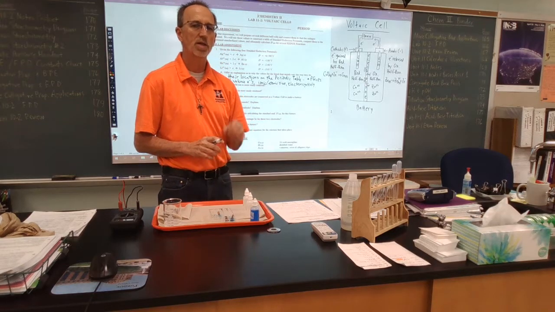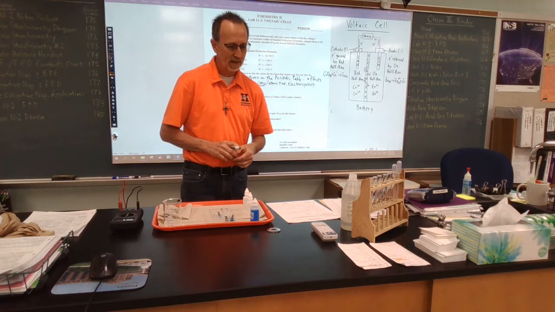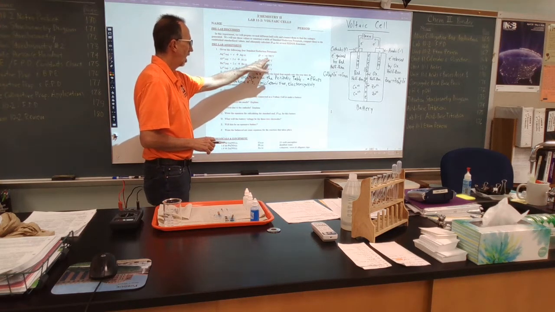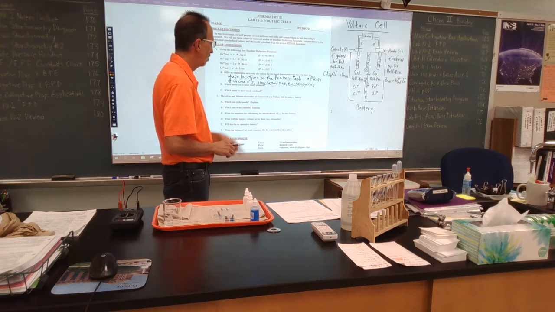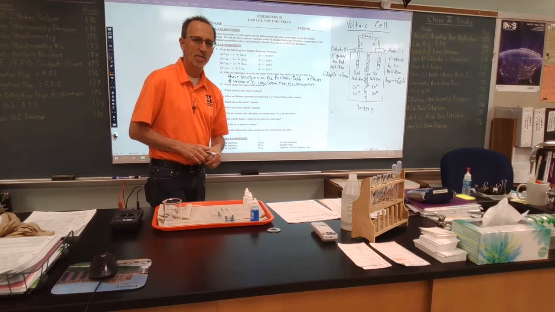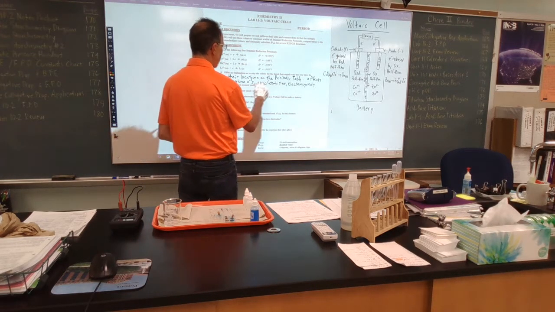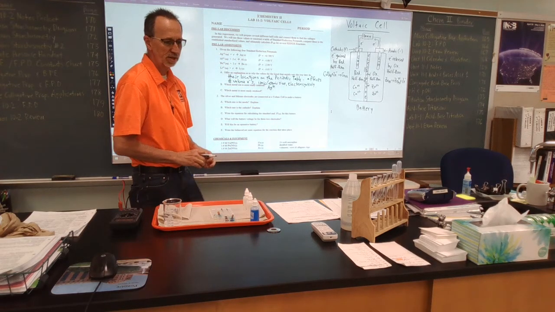Okay, so something that wants to be reduced is going to have a more positive value of E. And so given these four, silver not only has the most positive value of E of these four, but it's the only one that is positive. So the silver ion wants to be reduced the most.